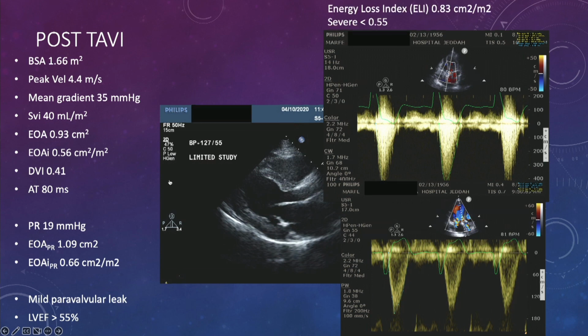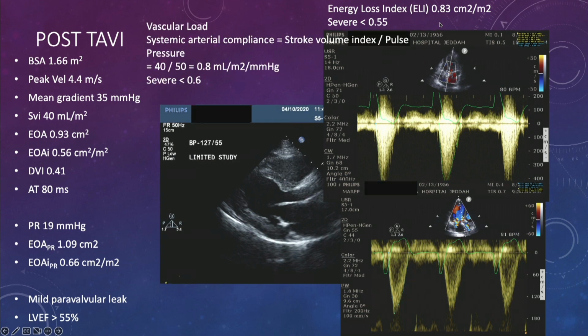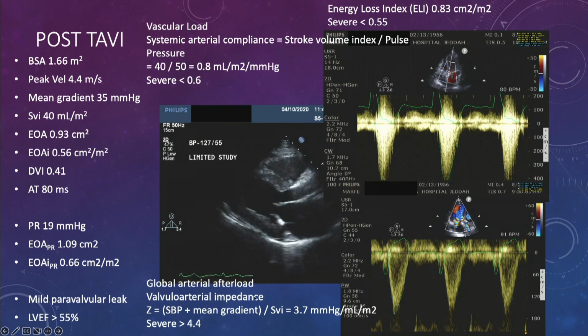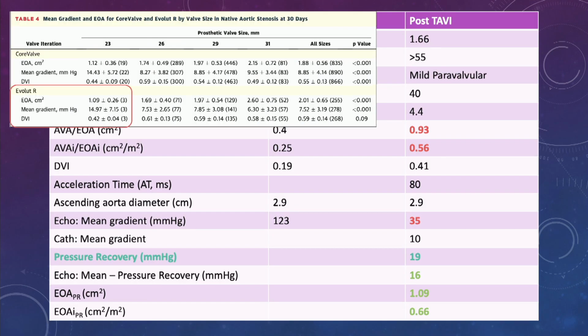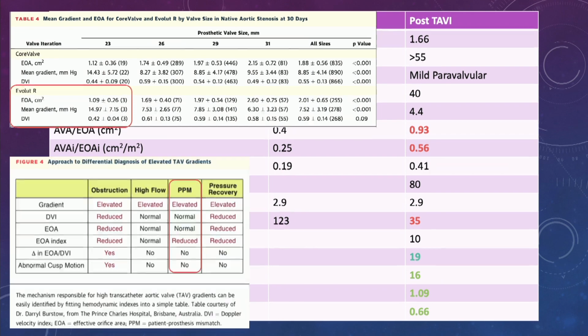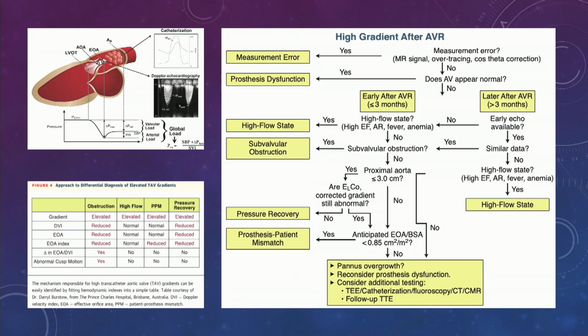The patient had an energy loss index of 0.83, which was not severe, not less than 0.65. The vascular load was also within normal. The global impedance was also not meeting criteria for severity. So looking at the reference values for the size here, the effective orifice area of 0.93 was within accepted range. The DVI was also within the accepted range, but the index area was quite low. So this patient probably had a patient prosthesis mismatch causing the high gradient.